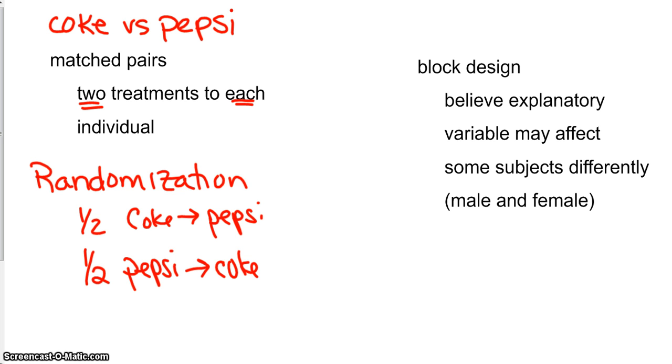Third type is a block design. Now, do not mix this up with a stratified random sample. Stratified random sample is how we collect our data. Block is an experiment, but what we do is we believe that the explanatory variable may have a different effect on different subjects. A lot of times we can talk about male and female.